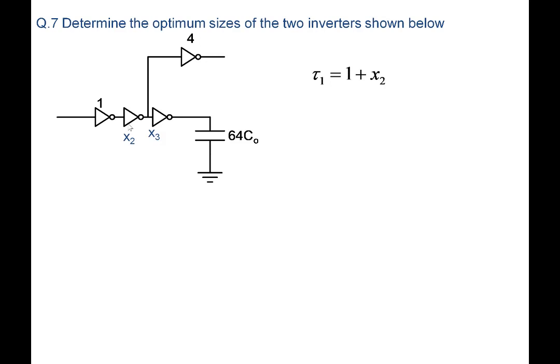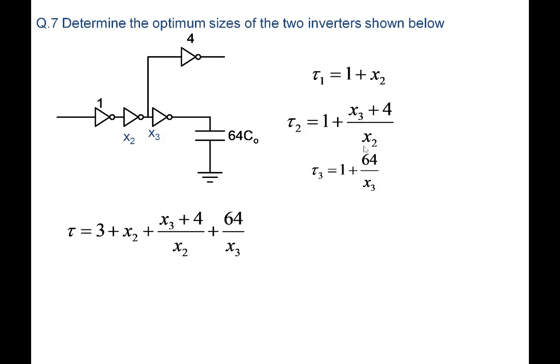Tau 1 is 1 plus x2, the inverter, 1 plus x2, where x2 is the load. Tau 2 would be 1 plus x3, where x3 is the size of this gate here, plus 4. The total load of x2 is x3 plus 4, divided by the input capacitance here, x2. And then tau 3 will be equal to 1, the parasitic delay, plus 64 by x3. So now the goal is overall delay, so you have tau equal to the sum, and you have to find out the optimum value of x2 and x3.